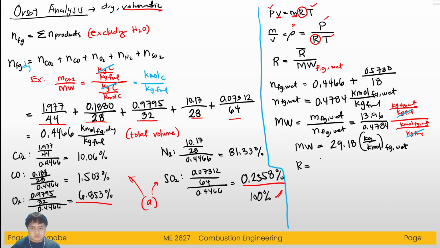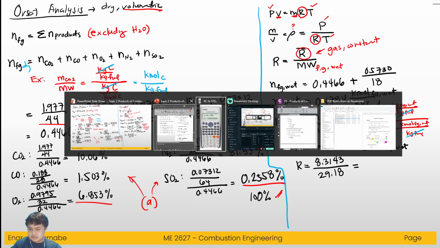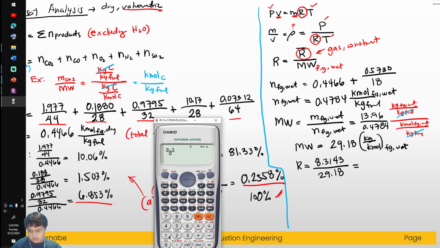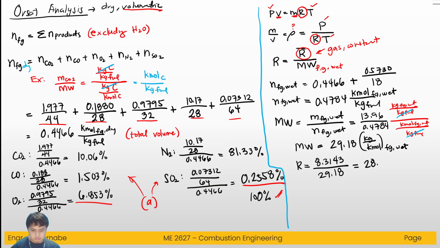We can utilize this to find the R. The R is equal to the universal gas constant, which is 8.3143, divided by 29.18. I made a mistake in my notes, it is 8.3143. The value is 0.2849, in kilojoule per kilogram Kelvin.